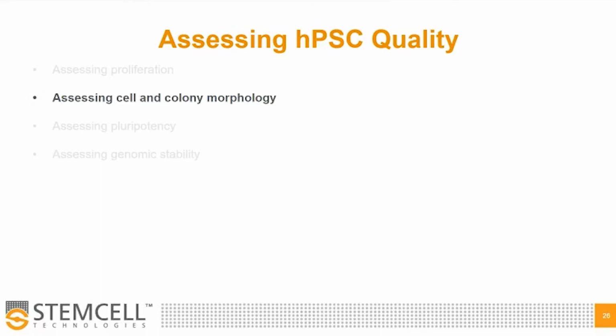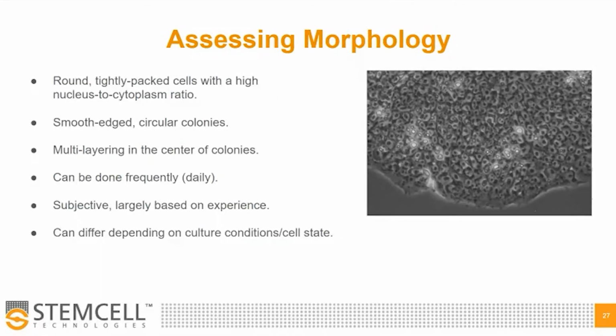Assessing cell and colony morphology. As mentioned previously, healthy PSCs should display round, tightly packed cells with a high nucleus to cytoplasm ratio. They typically have smooth defined colony borders and are relatively circular, but this can depend on the matrix. There should be multilayering at the center of the colony at the time of passage, visualized as phase brightness on a phase contrast microscope. This is an easy assessment to do, it can be done daily, and the growth of the culture can be easily tracked.